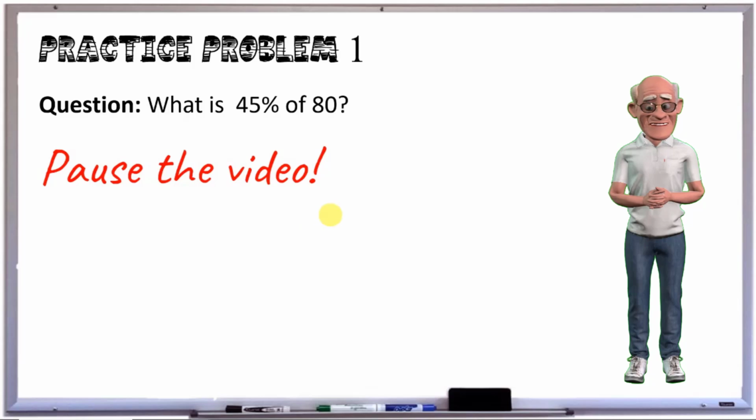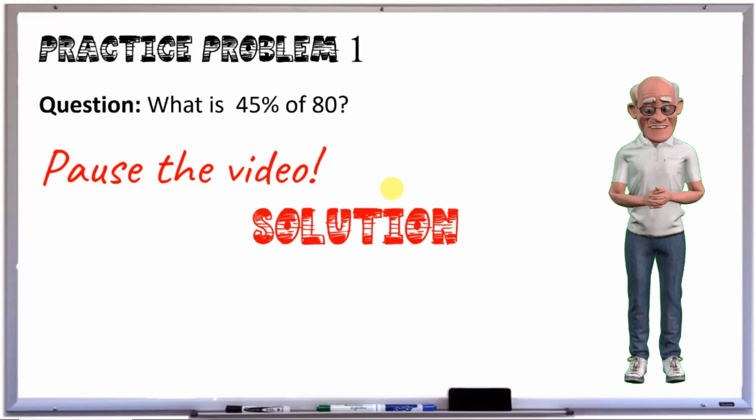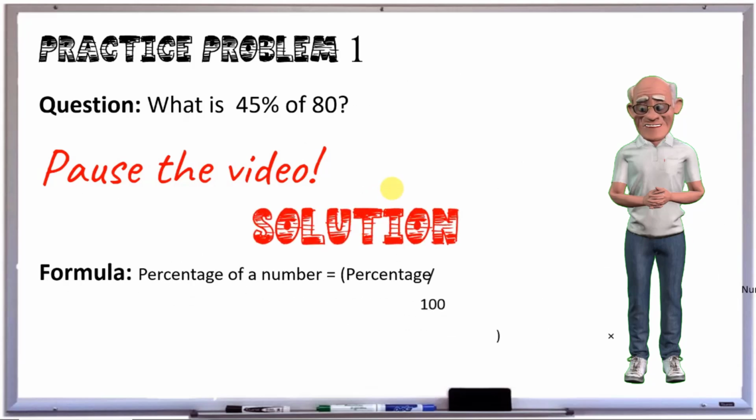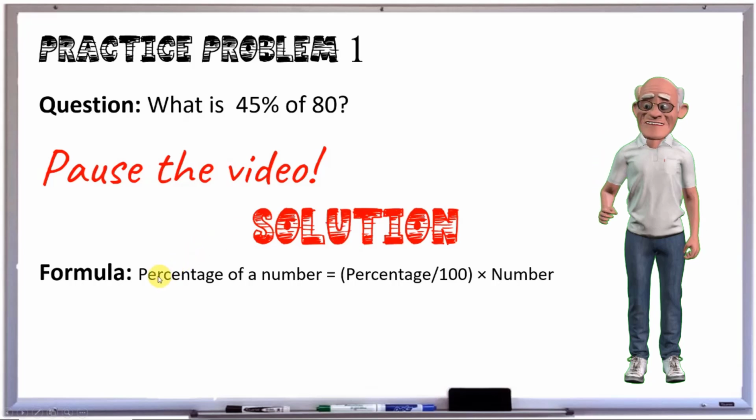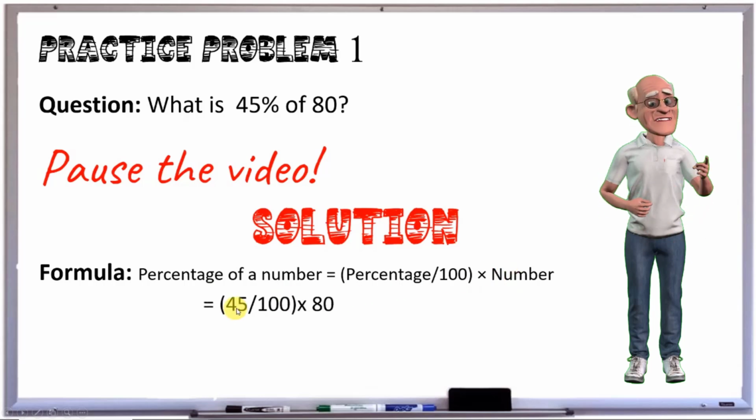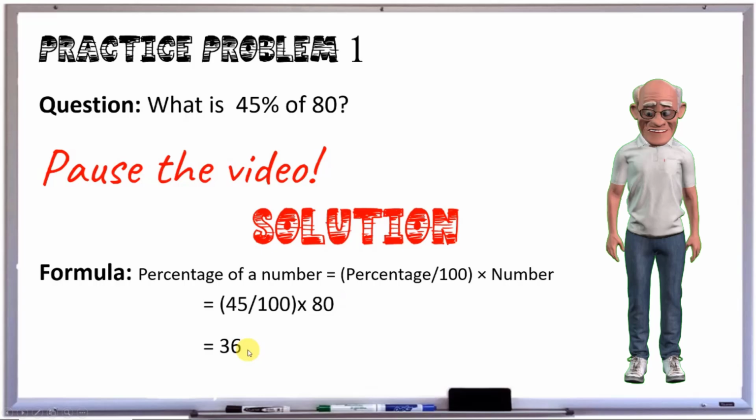Right, I assume you have paused the video and you have done your solution, and let's have a look at it. The solution is the formula from the previous page. The percentage of a number is the percentage divided by 100 multiplied by the number. So in this case it's 45 divided by 100 times 80, and that gives us 36. So if you've got the answer correct, guys, congratulations. If you don't have it correct, please watch the video once again.